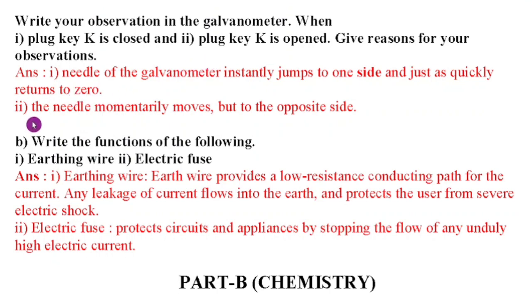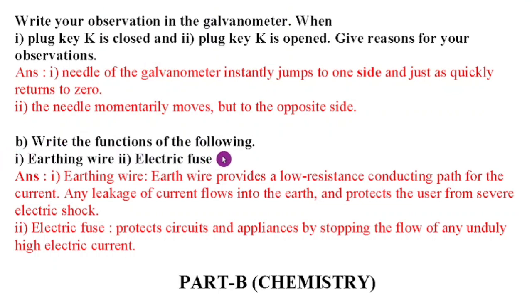Second question, plug key K is opened. The needle momentarily moves, but to the opposite side. When the plug key is opened, we know that current does not pass through the circuit, so it immediately moves to the opposite side. When the plug key is closed, it jumps to one side and returns to 0. Immediately when you open it, it comes to 0, that means it moves to the opposite side.